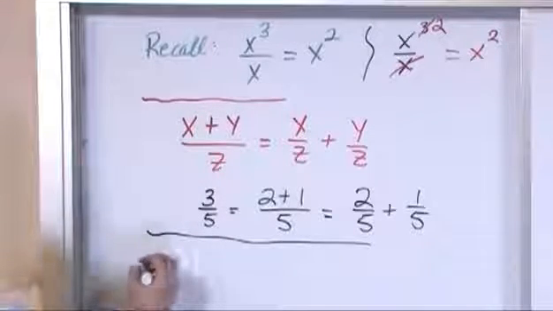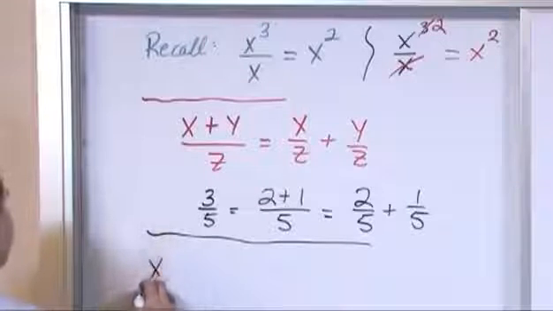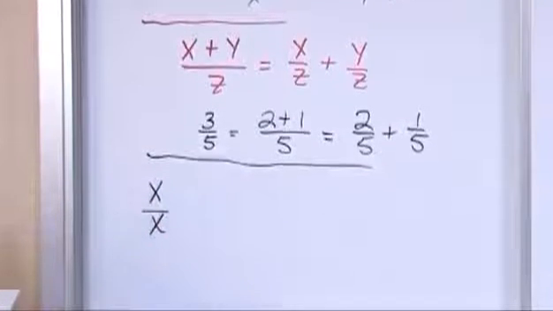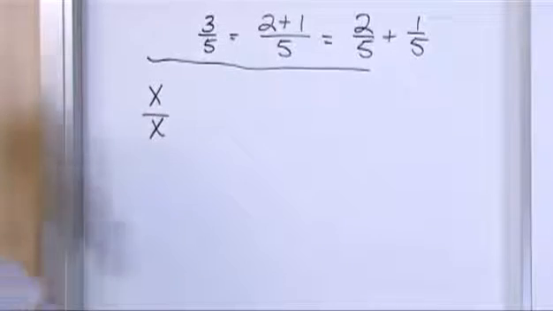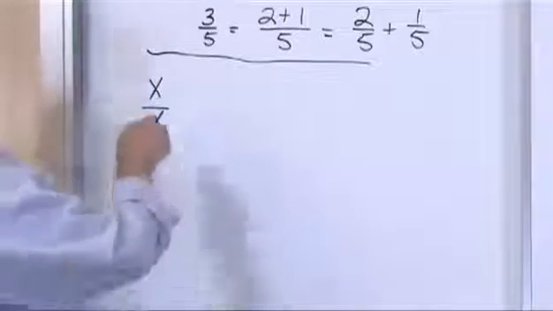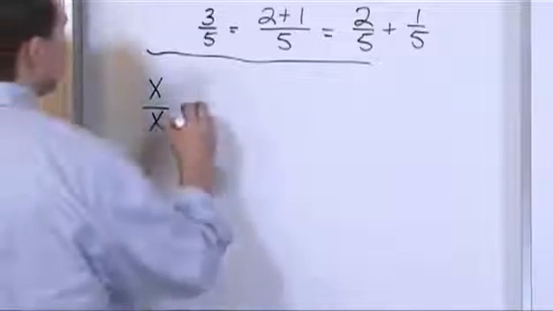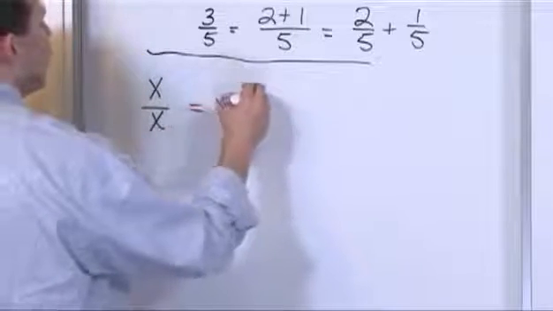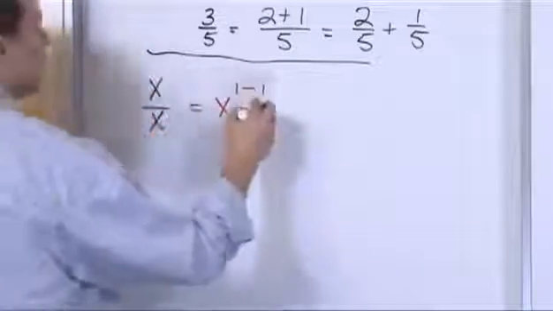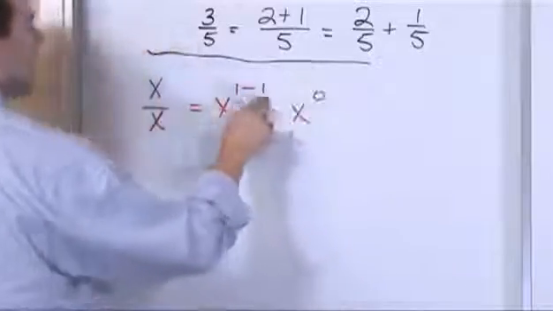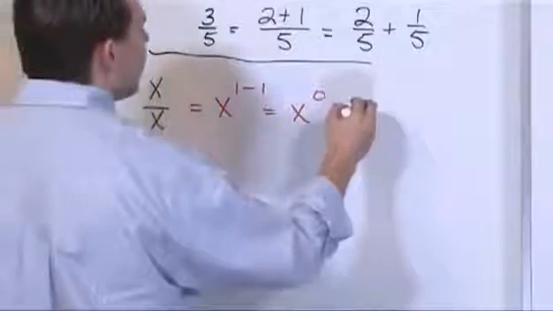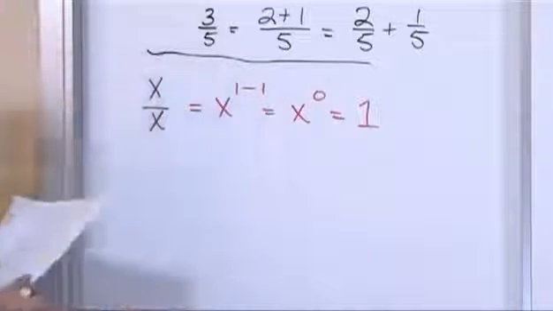So let's do our first problem. What if you have something simple, x over x? Now again, there's two ways to think about this. One is, well, I have x to the first power on the top and x to the first power on the bottom, so I can basically say x to the 1 minus 1. Subtracting the exponents is going to give me x to the 0 power. Anything to the 0 power by definition is the number 1, so the answer is 1.